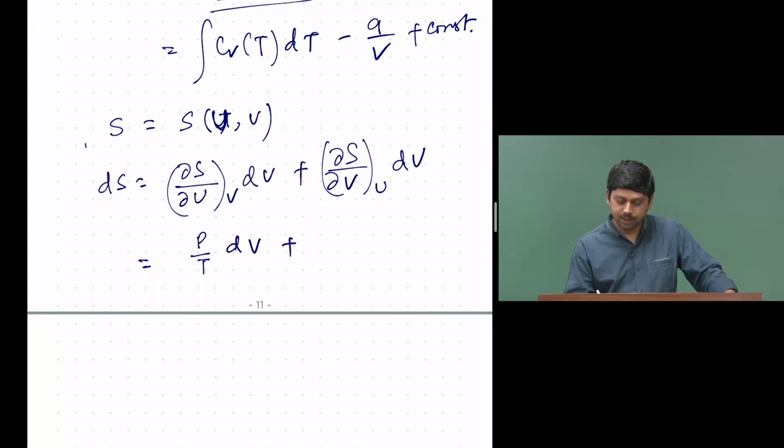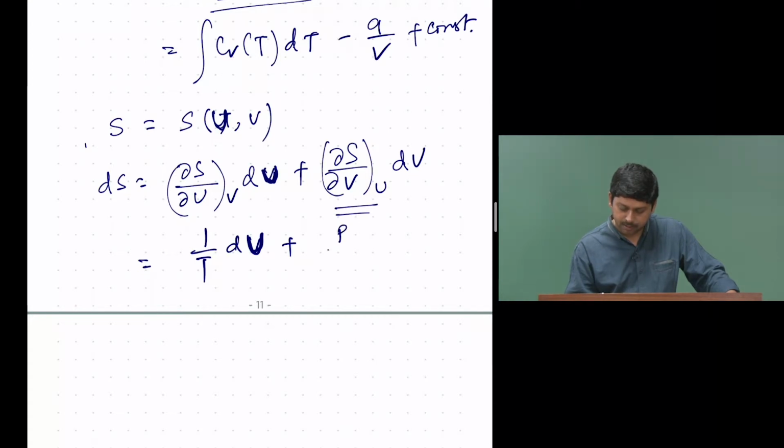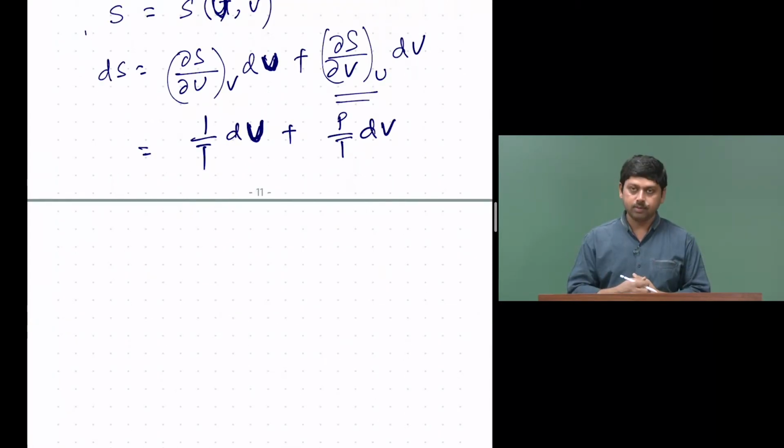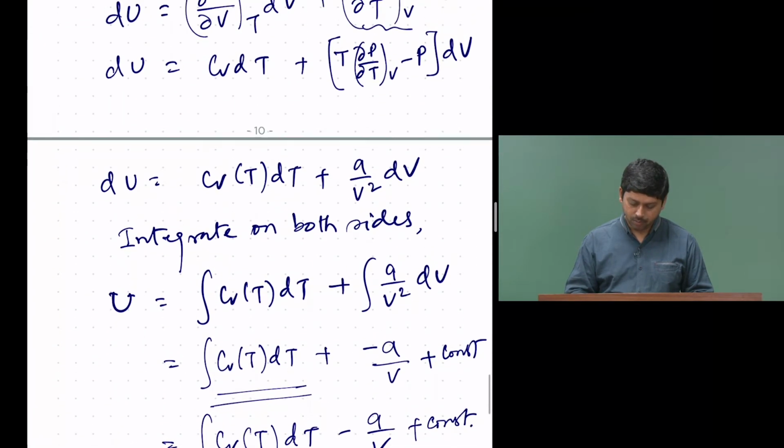And del S by del v at constant u is, no, sorry, so this is u, I was confused. So this is u, and this is nothing but p by T dv. So, you can figure it out whether it is plus p by T or not. So you see now we got du, and du we already know as this quantity.